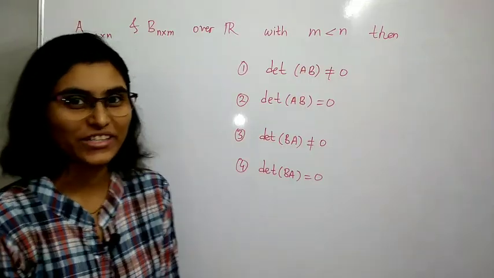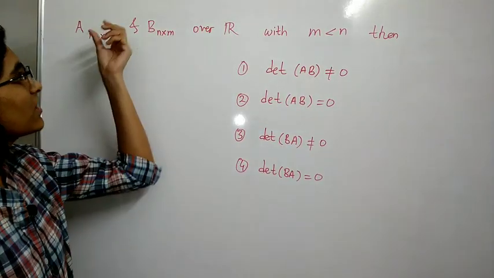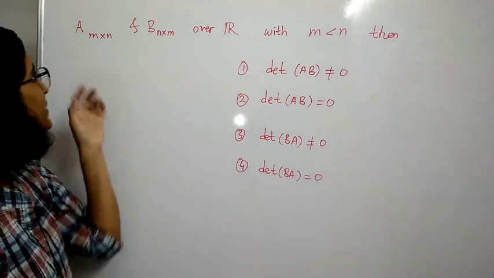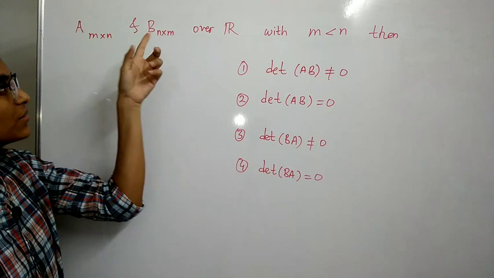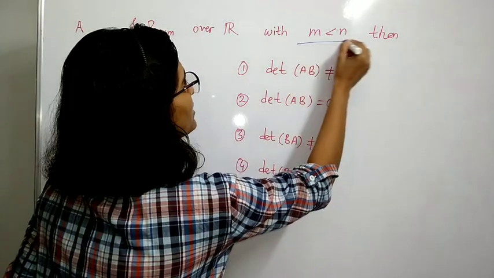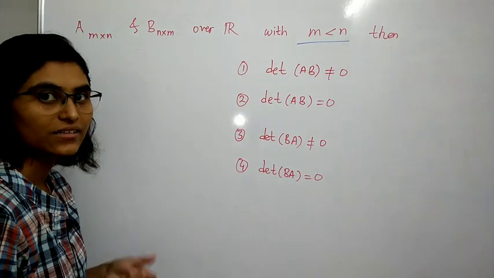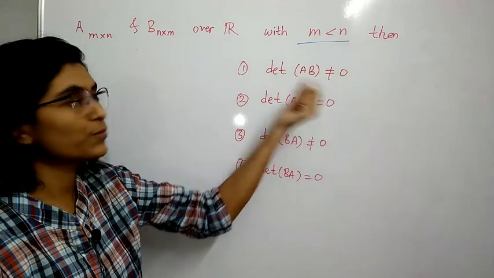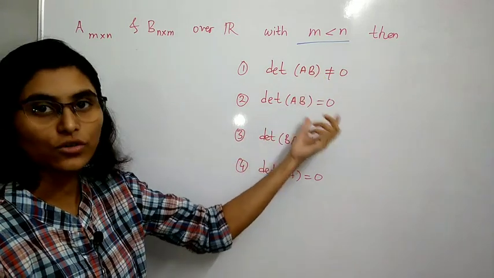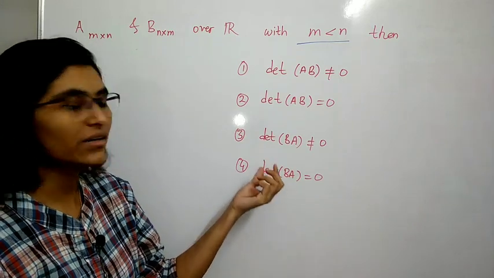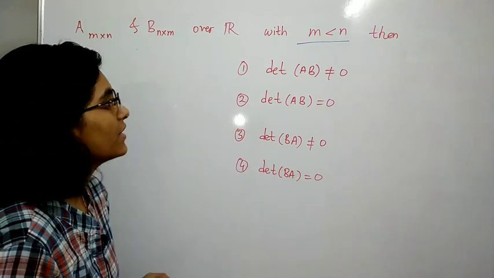Let us solve the next question. Let A and B be two matrices over real numbers. A is of size m by n and B is of size n by m, with m strictly less than n. Then we have: determinant of AB is non-zero, or determinant of AB is 0, determinant of BA is non-zero, or determinant of BA is equal to 0, right.